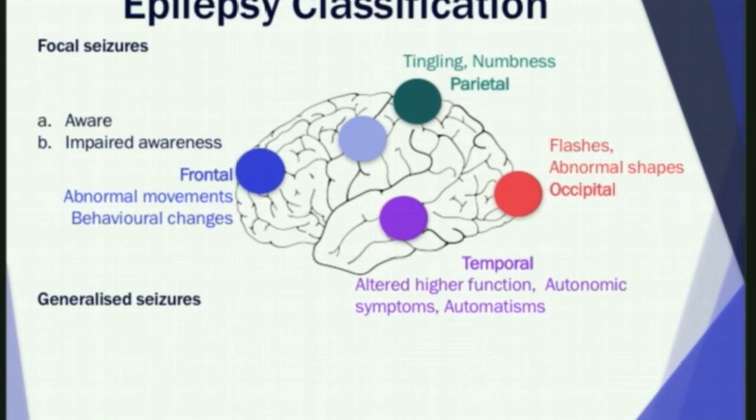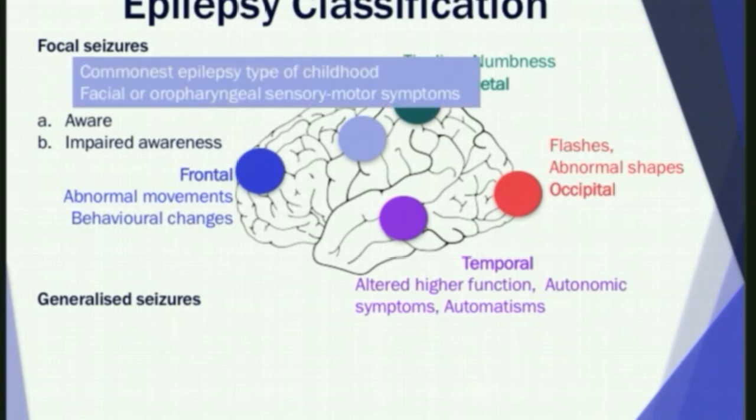Abnormal brain activity in the central sulcus, which is the area of the brain that divides the frontal lobe from the parietal lobe, causes what we call benign Rolandic epilepsy. This is a syndrome of epilepsy that's worth knowing, as it is the commonest type of epilepsy in childhood. It makes up 50% of all childhood epilepsy.